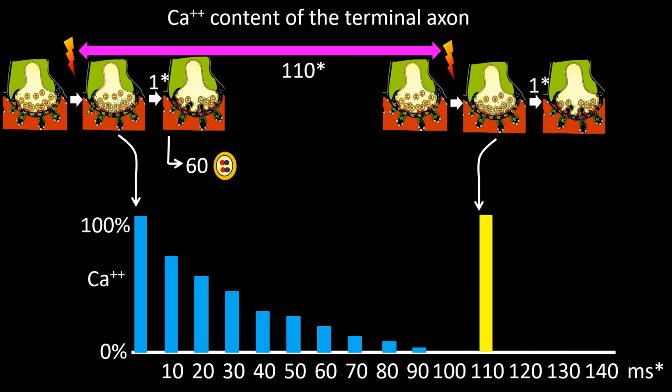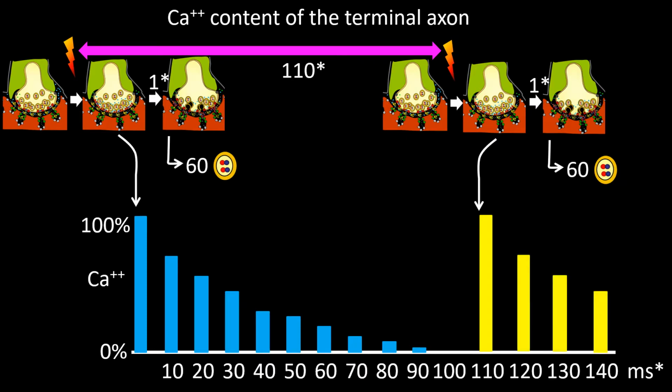Calcium, the same amount as before, will enter the terminal after the first stimulus of the second set, again reaching 100%. 1 millisecond later, 60 vesicles of acetylcholine would be released, the same as before. And the fate of the intracellular calcium will also be the same, a continuous reduction till no significant presence after 100 milliseconds.